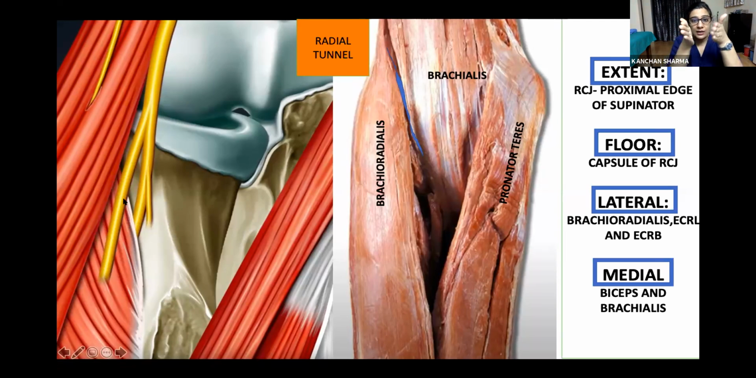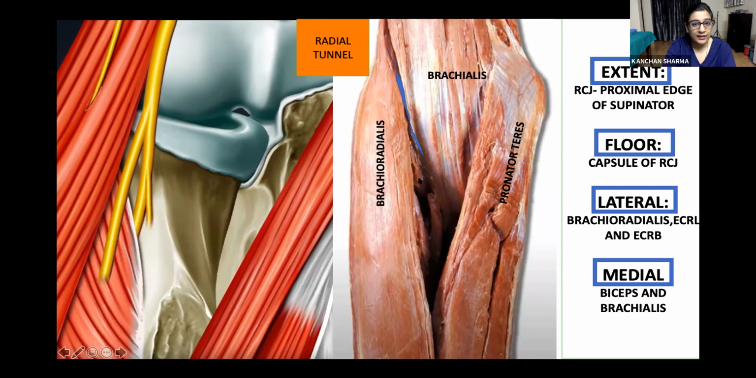Means this is something like a tunnel. Now, how will this be converted into a tunnel? So this is the roadmap: from your radiocapitellar joint up to the proximal edge, we call it the radial tunnel. What will be the floor? The floor will be the capsule covering this joint. On the lateral side, we have the brachioradialis. This is the lateral side.